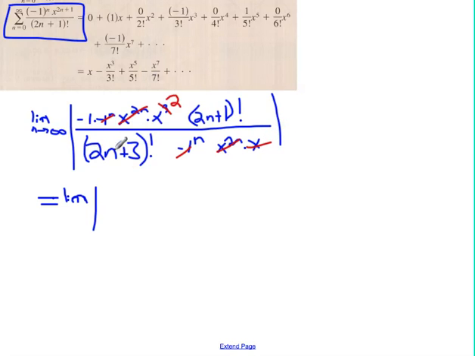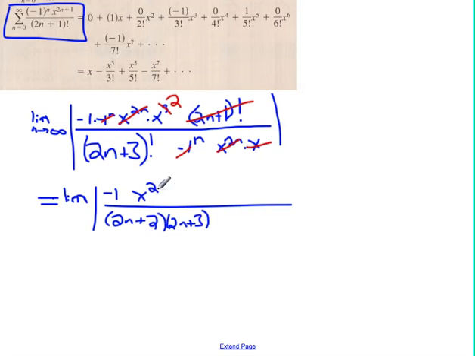So let's see what's left. Let's leave the negative 1 in there. All this stuff is going to cancel, right? And we're going to have left 2n plus 2 and 2n plus 3. I wrote them backwards, but there you go. We have our x squared up there, right?